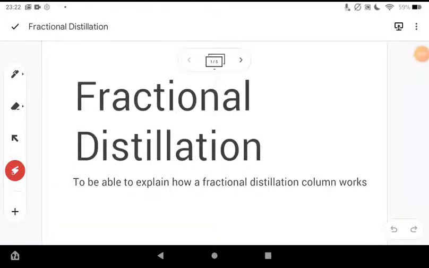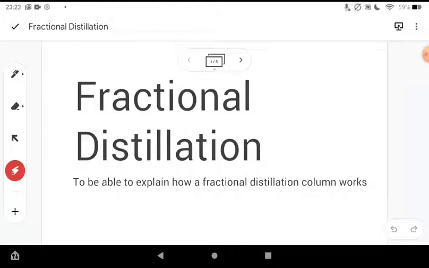So in this video, we're going to have a look at a process called fractional distillation. And this is the process by which we make crude oil useful, because crude oil that we get out of the ground is actually pretty useless. It doesn't do very much. We can't use it for anything. However, the different parts of that mixture, things like petrol, diesel, kerosene, they are actually very, very useful.